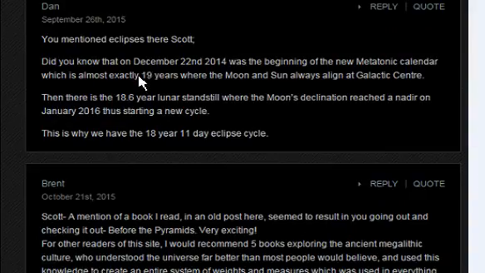You mentioned eclipses there, Scott. Did you know that on December 22nd, 2014, was the beginning of the new metonic calendar, which is almost exactly 19 years, where the moon and sun always align at galactic center. Then there is the 18.6-year lunar standstill, where the moon's declination reached a nadir on January 2016, thus starting a new cycle. This is why we have the 18-year 11-day eclipse cycle.